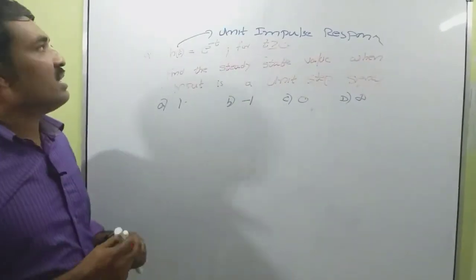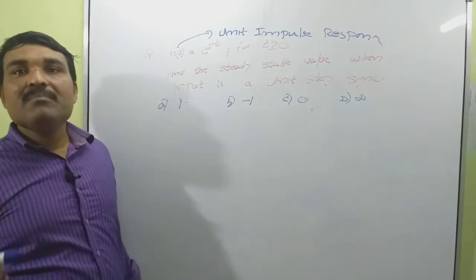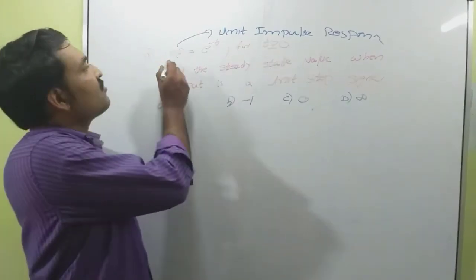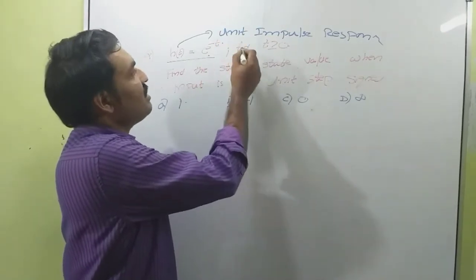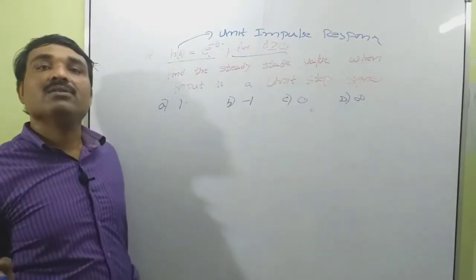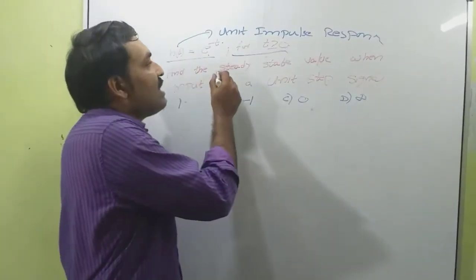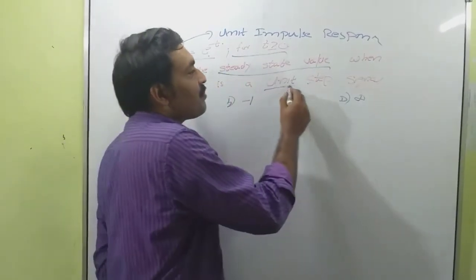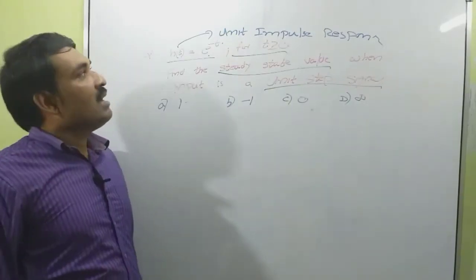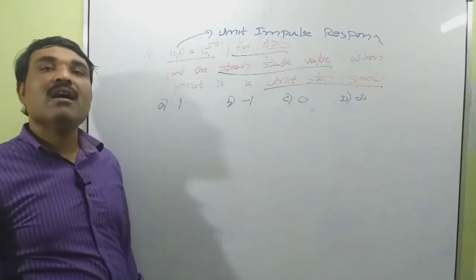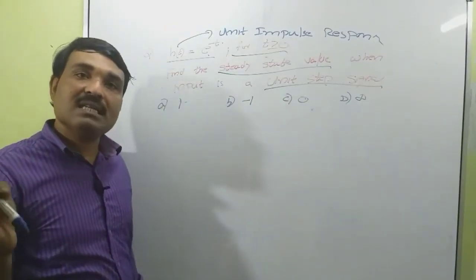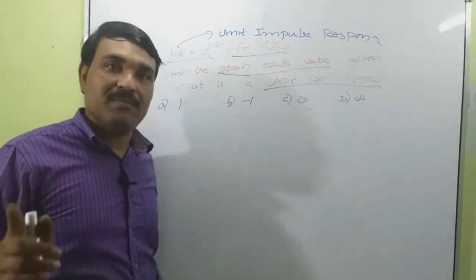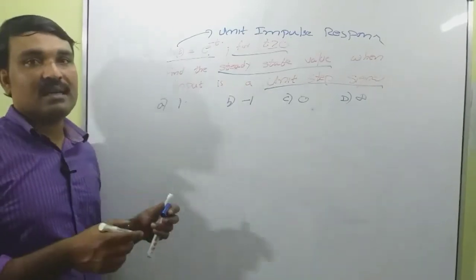Now our last question is, a unit impulse response of a linear time invariant system is given. That is h(t) is equal to e^(-t) for t greater than or equal to 0. Now we want to find the steady state value of the unit step response. That means we want to find the final value or steady state value when the system is excited by a unit step input. The choices are given.